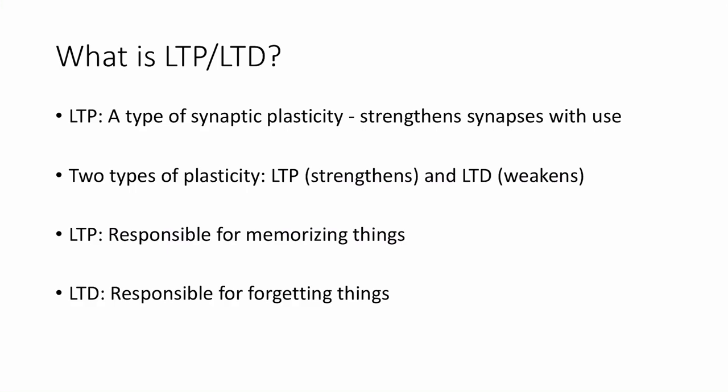There are two types of synaptic plasticity. One is LTP, or long-term potentiation. Another is LTD, or long-term depression. As the name indicates, LTP strengthens the synapse, and LTD weakens it. In a simplified sense, you can think of LTP as responsible for memorizing things, and LTD is about forgetting things.